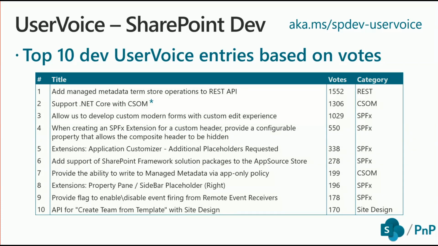And one thing we will be documenting quite soon, I'm just waiting for a final sign-off, is number 7, which is to provide the ability to manage metadata via app-only policies. So that's going to be helpful for a lot of the daemon services running in Azure. So you're able to write the taxonomy service based on the app-only permissions on the Azure side. So really good stuff as well.